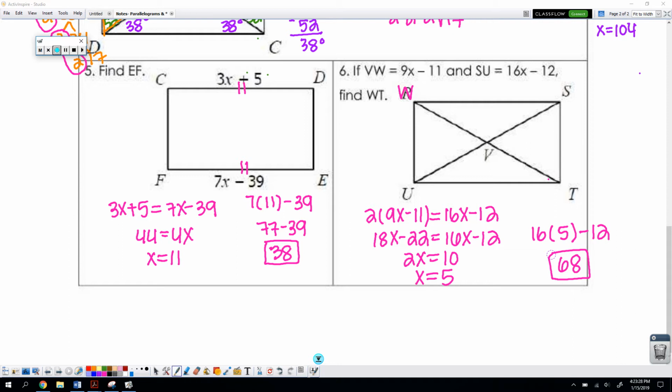So one thing that I did have to do here is it says VW, which is just part way across, is 9x minus 11, and SU, which is all the way across. So you need 2 WVs, that's why I have 2 times 9x minus 11 equals the entire thing. So 2 parts makes a whole diagonal. So 2 times 9x minus 11 equals 16x minus 12. And then, because they wanted the whole thing from W to T, I just plugged in for SU because they're exactly the same size. All right, thanks.